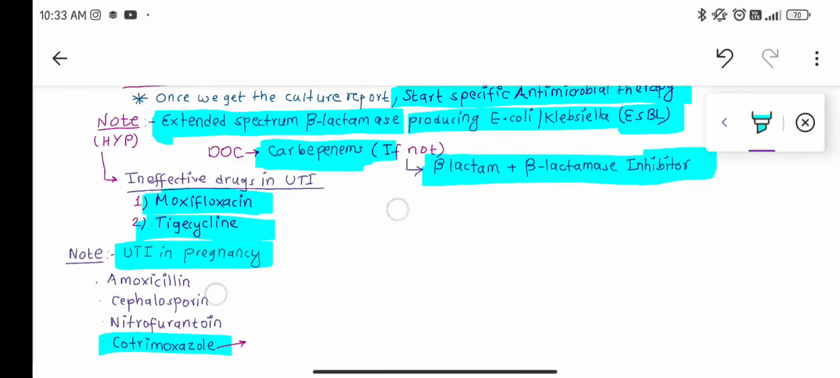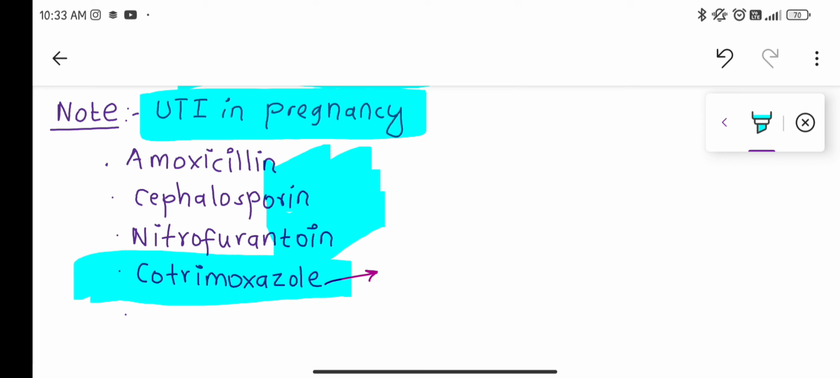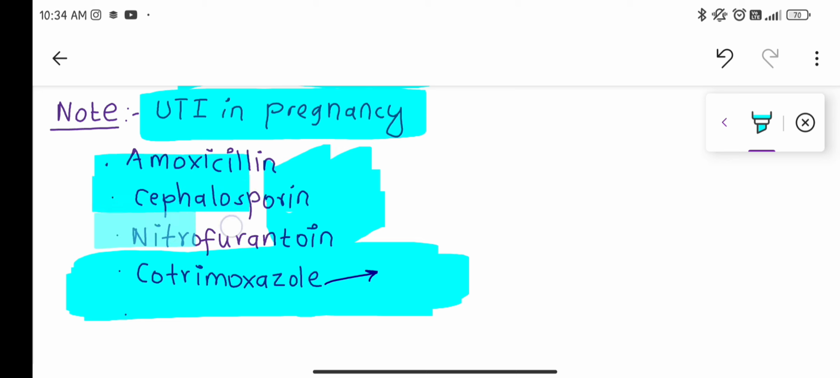Okay, now if a pregnant woman gets affected by UTI, then in that condition the drugs that can be used are amoxicillin, cephalosporin, nitrofurantoin as well as cotrimoxazole. Okay, these drugs can be used. We have to avoid cotrimoxazole in the first trimester of pregnancy, because cotrimoxazole can displace the bilirubin in the fetus, so that the child will be born with hyperbilirubinemia. So cotrimoxazole should not be given during the first trimester of pregnancy. It can be prescribed in the second and third trimester. Okay, but other drugs are safe in the first trimester as well.